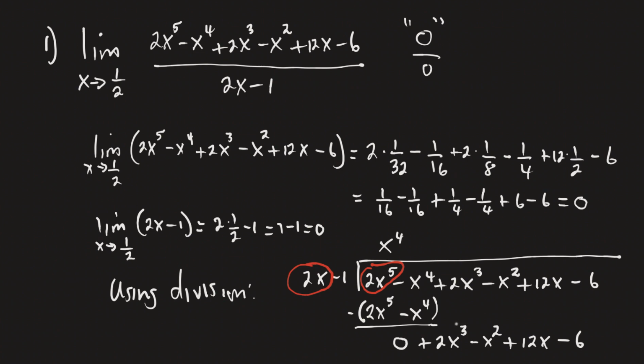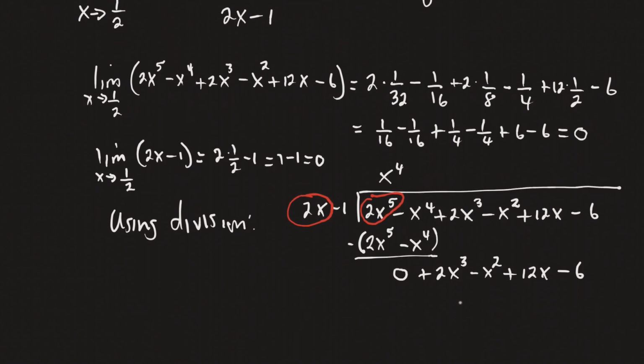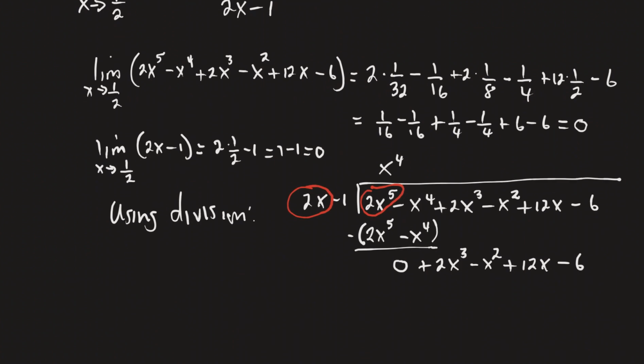And then as long as this power is greater than or equal to the highest power in the divisor, right? If that is strictly less than this power, then we continue the algorithm. So what's the next step or the next iteration?